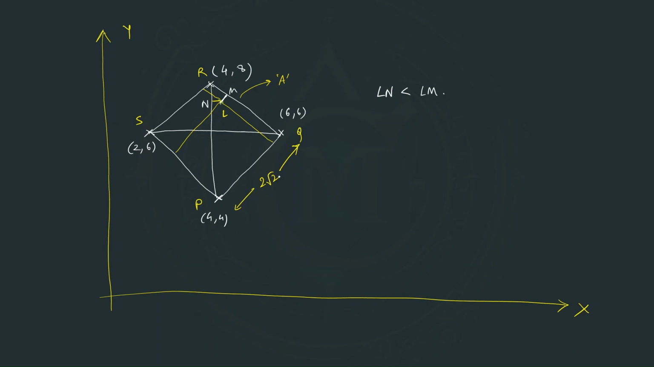As we know, this square is symmetric about all its diagonals. So we can only consider this region and calculate the mirror image about this diagonal and this diagonal to get the total region. So let us first consider only this region here, only this quadrant. So ln is less than lm.